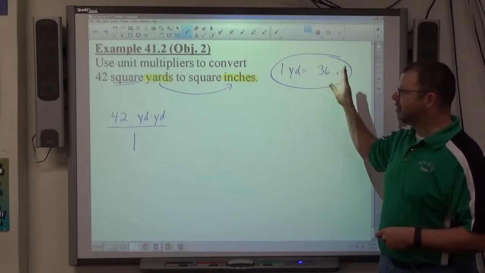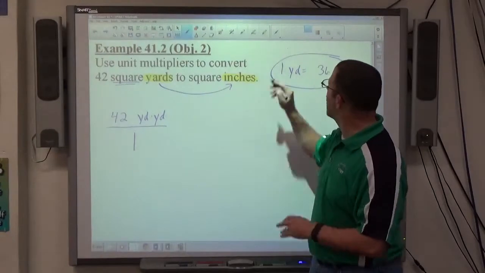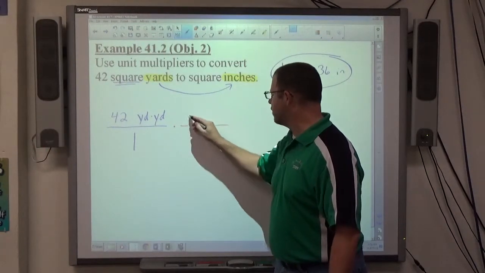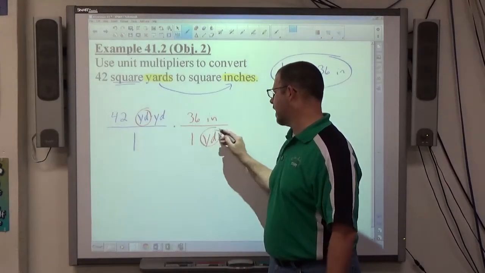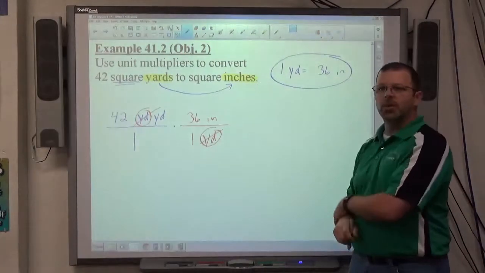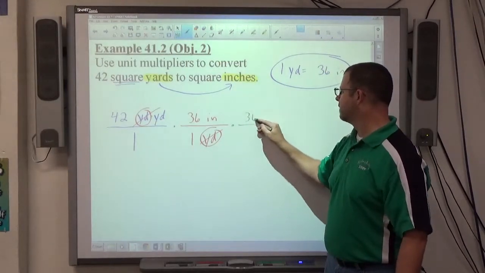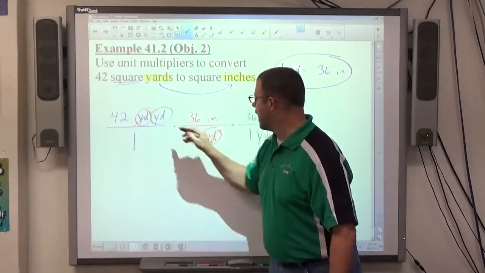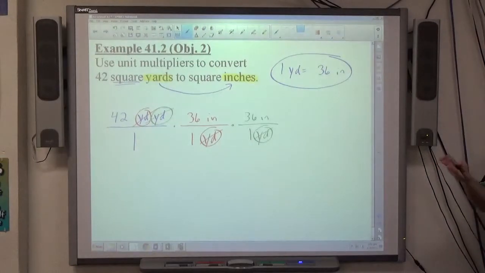This is yards, this is inches. It's not square yards or square inches, so this multiplier is not going to sufficiently do this. But if I do a 1 yard on bottom and 36 inches on top, locating them where they are so there's a yard on top and a yard on bottom that cancel, that sufficiently gets rid of one of those units. And then I've got a second unit, so I have to do a second multiplier. Exactly the same multiplier each time, but that yard cancels that yard. And just like that, yard is gone, inch is there, which is square inches, which is what we want.